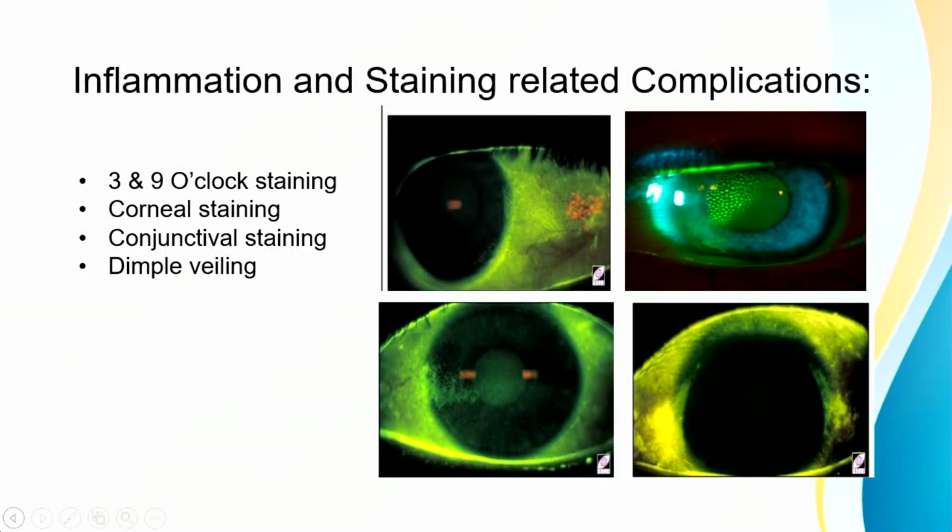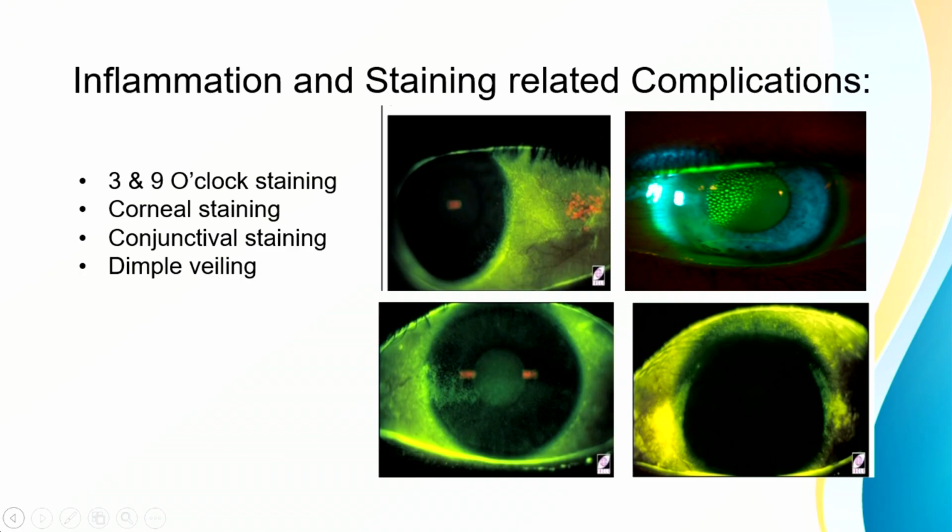So the next will be inflammation and staining related complications, where you can see the pictures, all of which have been taken from RGP users and none from soft contact lenses. Maybe one conjunctival staining, the first one, can be with soft contact lenses, which is very rarely happening. Rather, all the staining related complications come up with RGP lenses, where the first picture shows you the conjunctival staining. Whether the lens is low riding, you can check whether the lens is ill fitted, then you can end up having conjunctival staining.